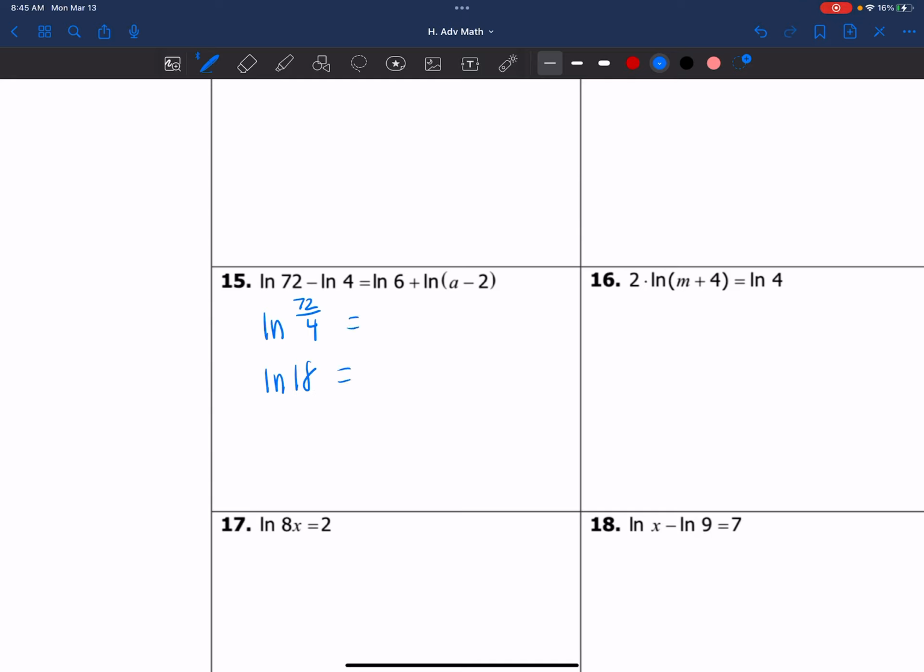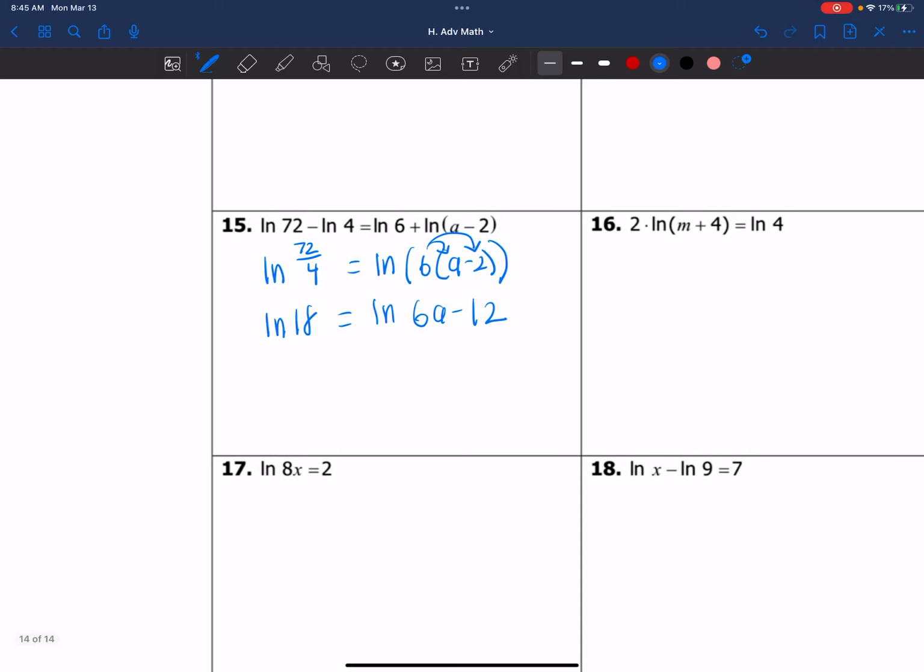Over here, on the other side, I have addition, so I can condense this as the natural log of 6 times a minus 2. Make sure that you distribute out this 6 to everything inside the parentheses. So this will be the natural log of 6a minus 12. Now I have 2 logarithmic expressions on different sides of the equal sign. They have the same base, so I can use the one-to-one property to just set 18 equal to 6a minus 12. You add 12 to both sides, so then you end up with 30 is equal to 6a.